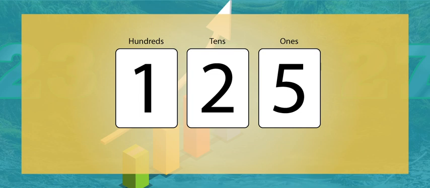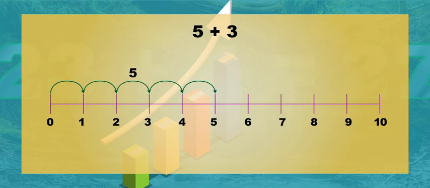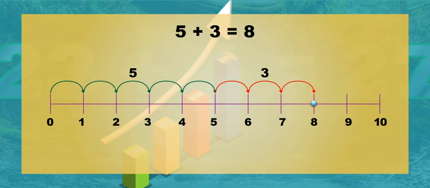You first learned how to add numbers using counting. For example, in adding 5 plus 3, you could use a number line to count, like this. Here's 5, and then we count on from there to count by 3 spots. So 5 plus 3 is equal to 8. Let's see how we can use place value to add numbers.